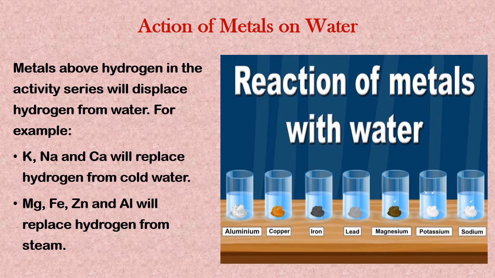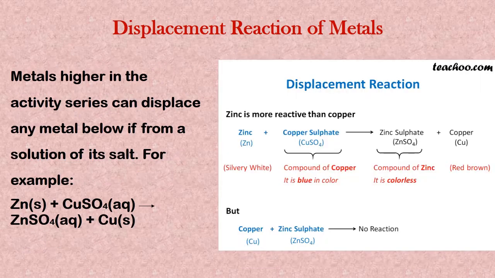So as you can see in the diagram that we have here, you can see sodium in water, potassium, magnesium, lead, iron, copper, aluminum. Now, sodium, potassium, magnesium, iron, aluminum, and lead, they will all replace hydrogen from water, albeit those that are high in the activity series would replace hydrogen from water more quickly than those which are below. But copper right here, that is below hydrogen, would not be able to displace hydrogen from water. Now moving along, we're going to look at the displacement reaction of metals.